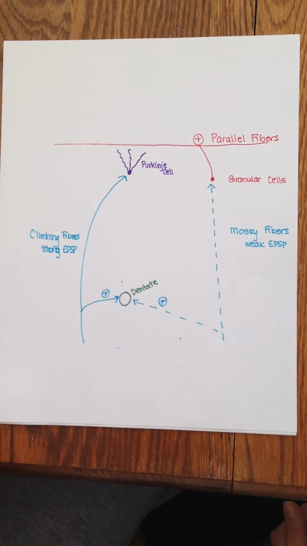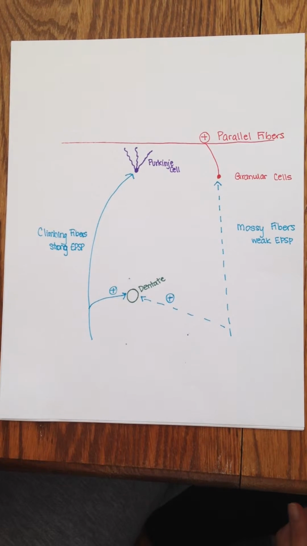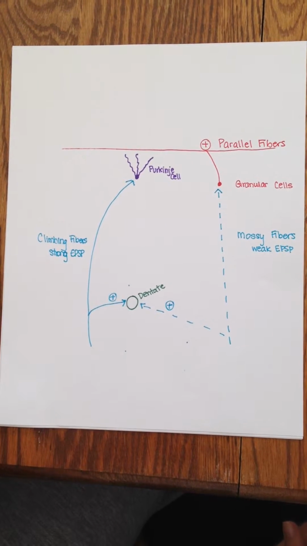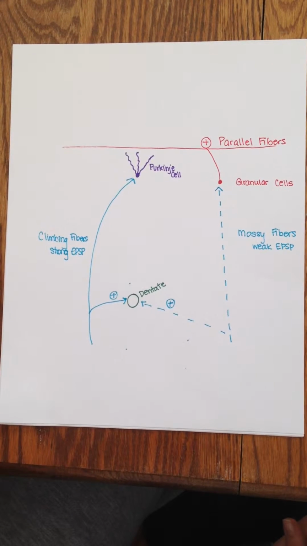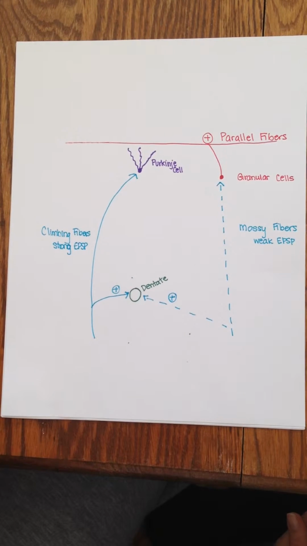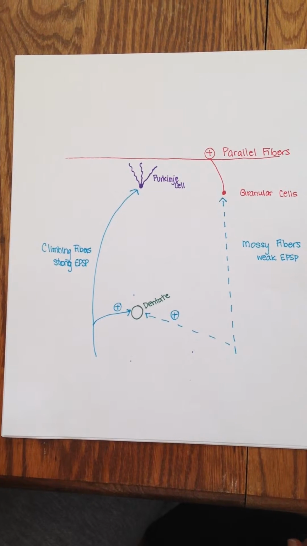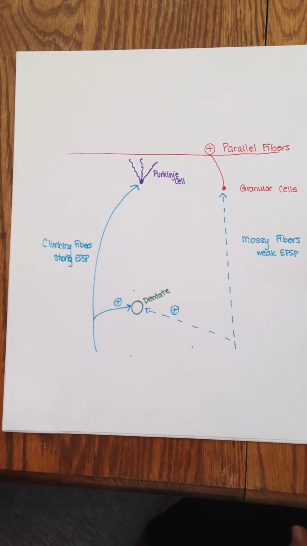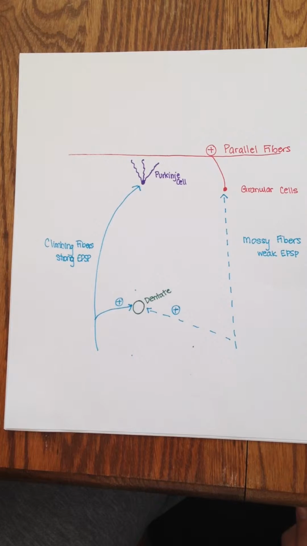The summation of the climbing and mossy fibers at the Purkinje cell make the Purkinje cell depressed. We call this long-term depression, and this is a theory behind motor learning. When the sensory and climbing, or the mossy and climbing, come together at the Purkinje cell, the cerebellum knows what went right and wrong with a movement.